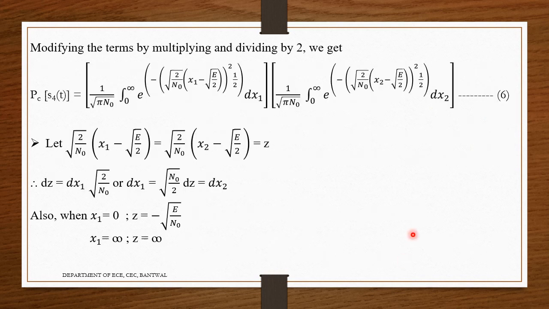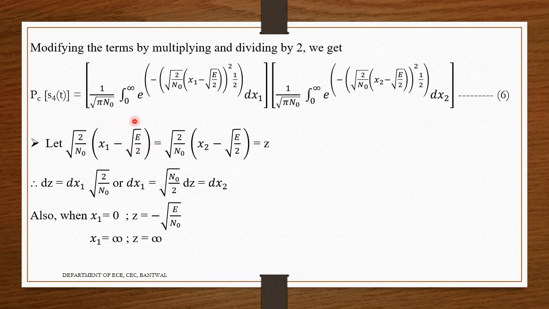Okay, but the problem here is the same conditions, right? So I'll again multiply and divide by 2, the square root of 2 divided by N0, the whole square, into 1 by 2, the same thing. What I am doing here is the same thing, only the difference is x1 and x2. So my suggestion is to do it for one and do the same for the other, except with x2.